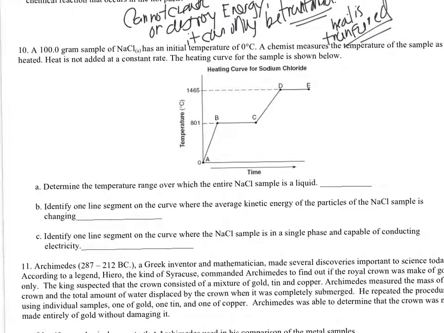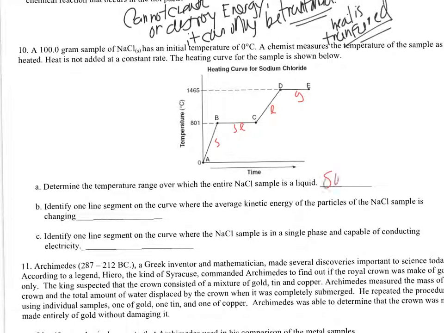A 100-gram sample of NaCl has an initial temperature of 0 degrees. A chemist measures the temperature of the sample as it's heated. Heat is added at a constant rate. The heating curve is shown below. Determine the temperature over which the entire NaCl sample is a liquid. All right, so if we go through this, we've already gone through this once. This is solid, this is liquid, and this is gas. So the entire range that it is a liquid only, that would be from C to D.